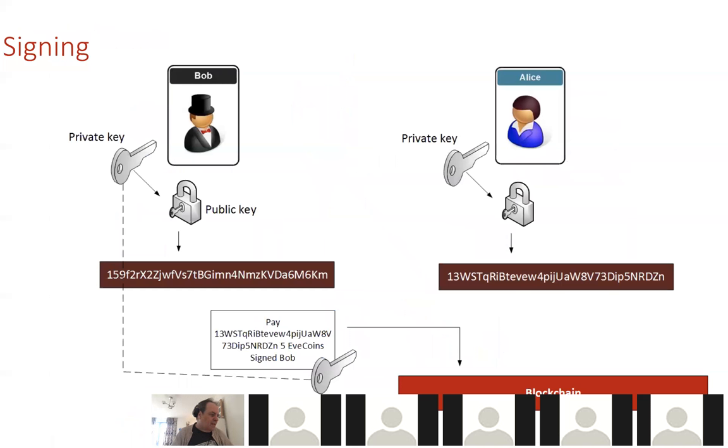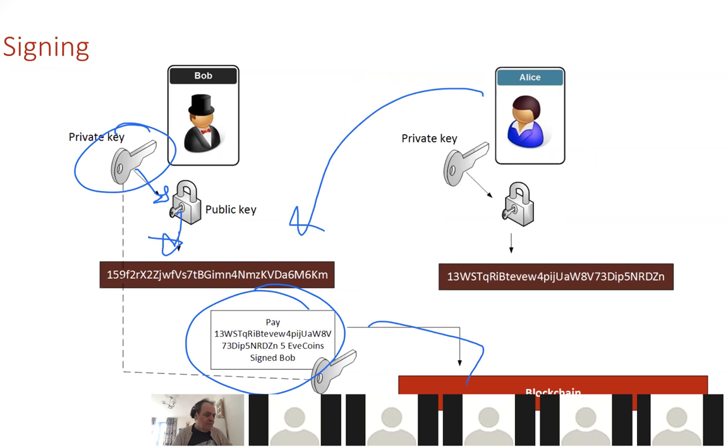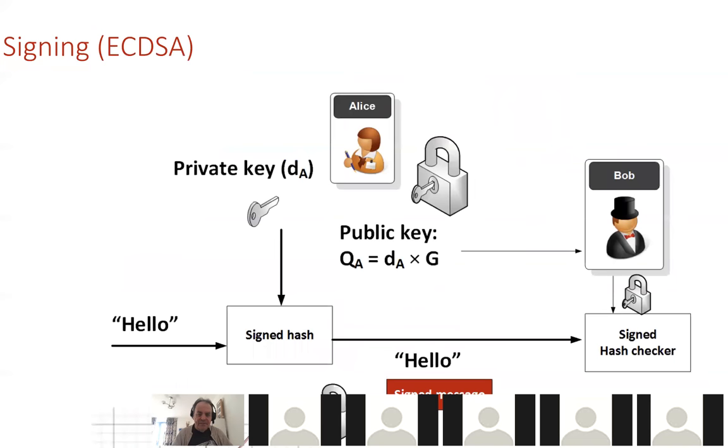Okay, so that's what we've got. We use a private key to create the public key. We then use that to sign the transaction, and Alice will be able to prove that Bob actually signed the transaction.